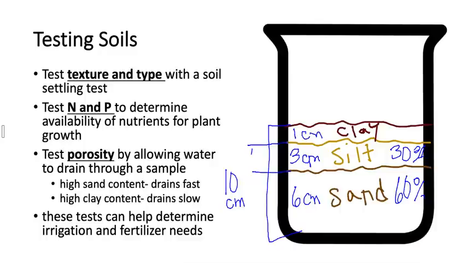So that 1 centimeter for the clay is going to be our 10%. So we have 60% sand, 30% silt, and 10% clay. We can now put this on the triangle and determine what type of soil we have.